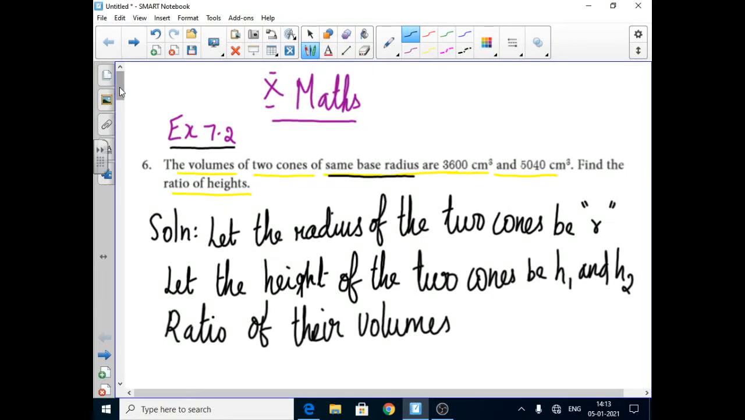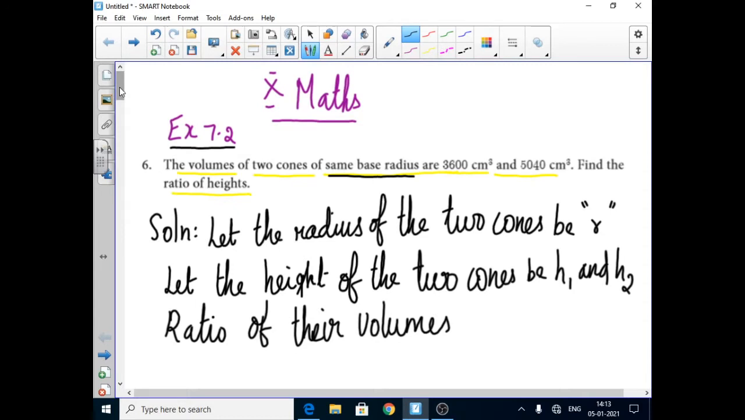Good morning, children. Today we are going to see the chapter of mensuration, exercise number 7.2, problem number 6. The volume of two cones of same base radius are 3600 centimeter cube and 5040 centimeter cube. Find the ratio of heights.